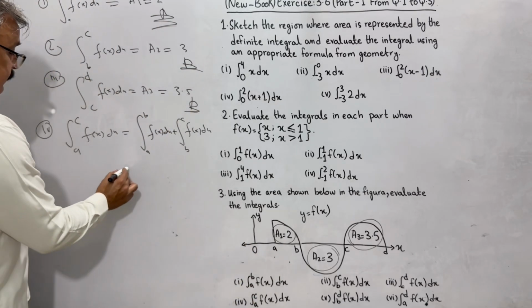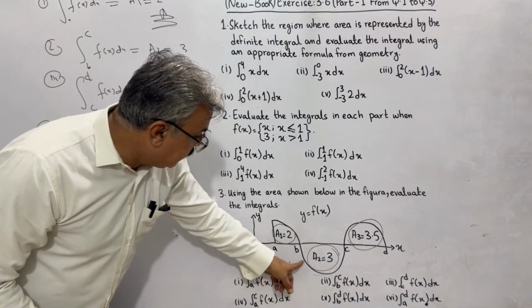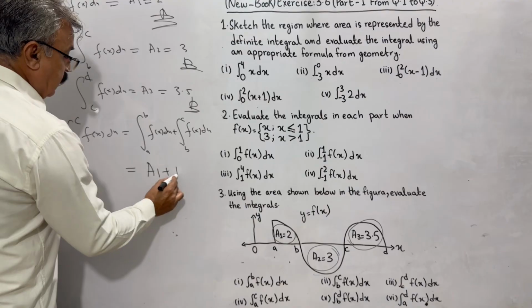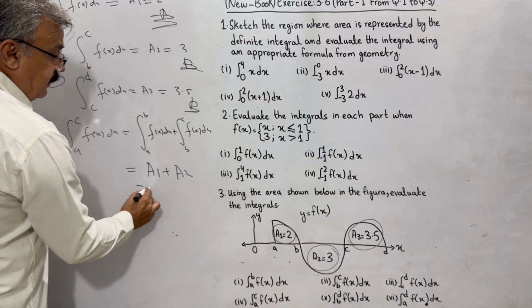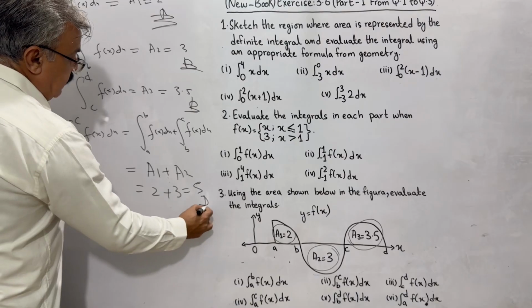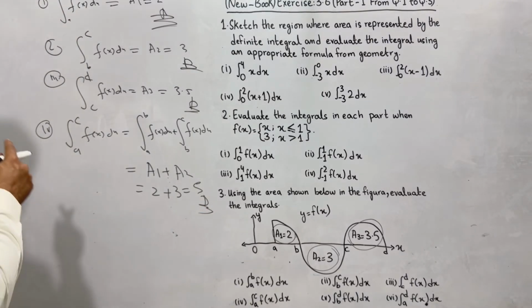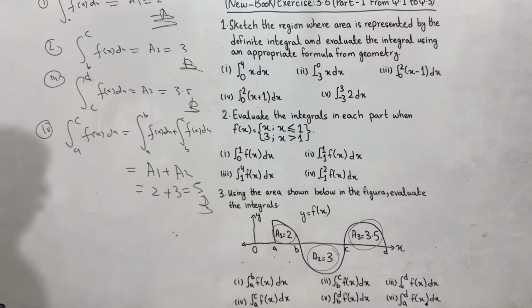From A to B, this is my A1. From B to C, that's my A2. So the value of A1 is 2, the value of A2 is 3, and 2 plus 3, 5, is the answer in that case. A to C, I have done the fourth one. Then 5 and 6 finally.